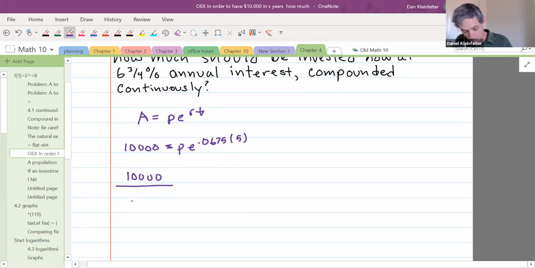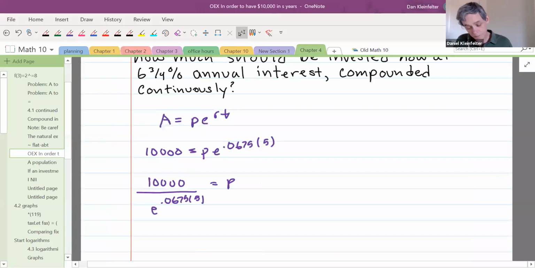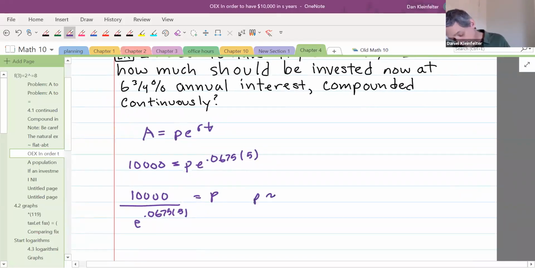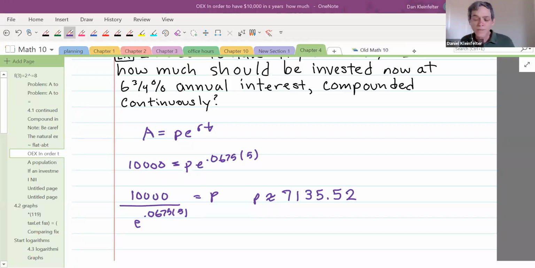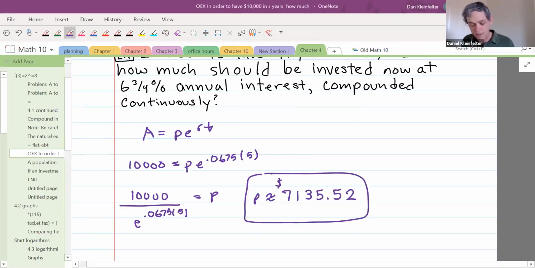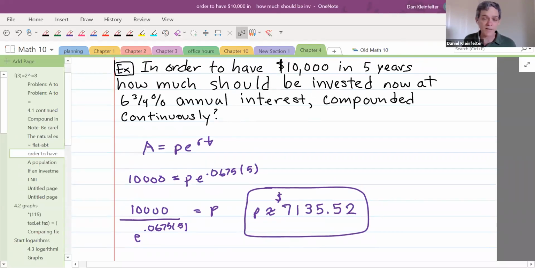You can figure it out now. I'm going to wait to put it into my calculator just so I don't have to write down a bunch of decimals. All right, so here I've solved for P. So P is approximately, all right, so this one worked out to be about $7,135.52. That's how much you would need to invest now at 6.75% annual interest compounded continuously in order to end up with $10,000 in 5 years.